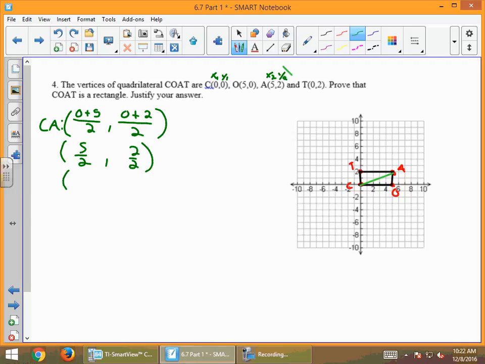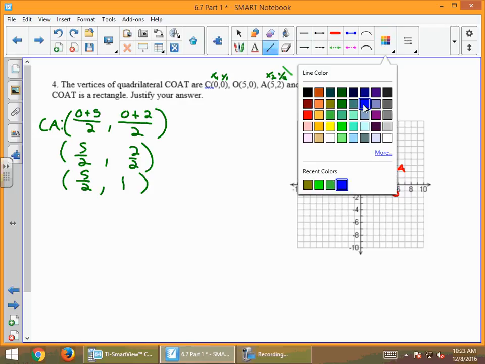We can reduce that a little bit. Does 2 go into 5 evenly? No, so it's going to say 5 halves. The other one, 2 over 2 gives me 1. All right, good so far. That looks like a good point. Now let's find the second intersection, let's do this in a nice blue.